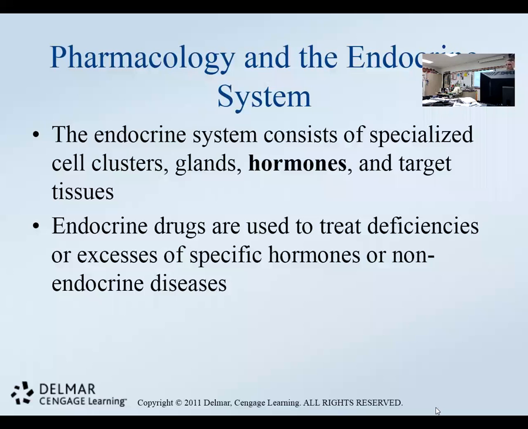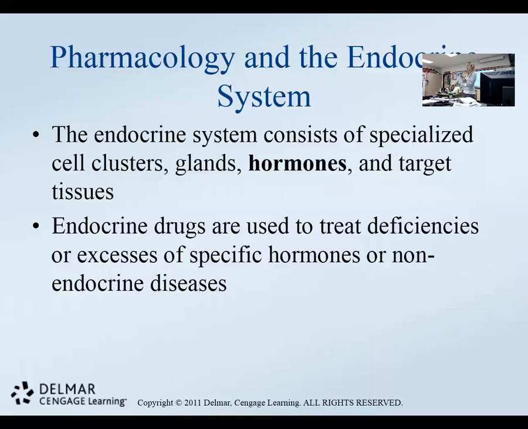Anthony, okay, we should be on like page 3 of your PowerPoint. So we'll do this one first. Chapter 9, where it says pharmacology and endocrine system. So we'll talk about hormones today, and we'll add in just a little bit more than just hormones, but the endocrine system. Okay, so it says the endocrine system consists of specialized cell clusters, glands, hormones, and then target tissues. Target tissues are the areas that it specifically affects. And sometimes it can be both.